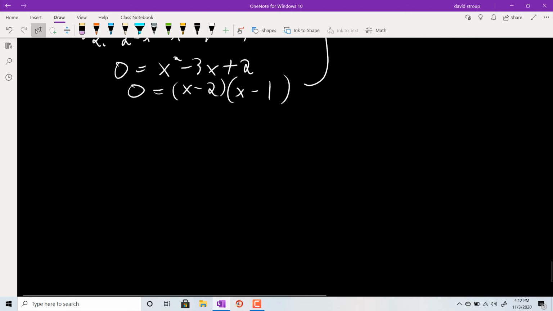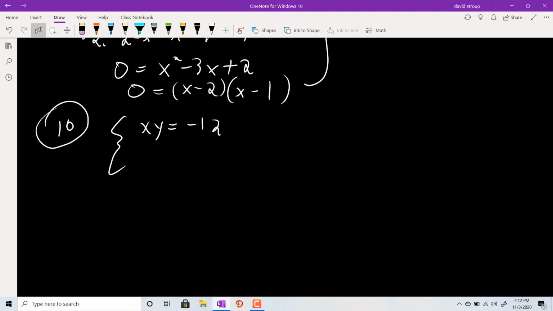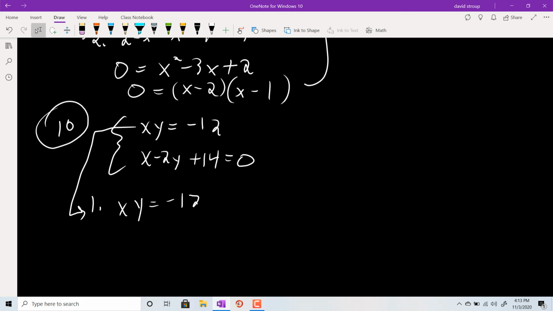Okay, so I'm going to move on, just keep on moving. Numero 10, x times y equals negative 12, and then x minus 2y plus 14 equals 0. So this time I'm going to first actually work with this equation. I'm going to do a substitution again. So xy equals negative 12, and then divide both sides by x or y. I'll divide by, what did I do in my notes? I'll do y, okay? So negative 12 over y. And then you substitute it into the unused equation.